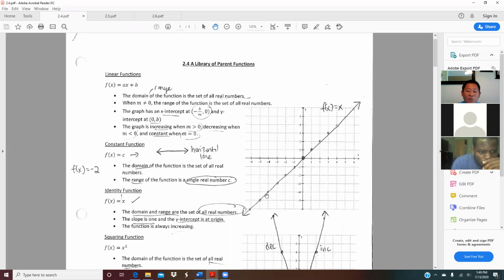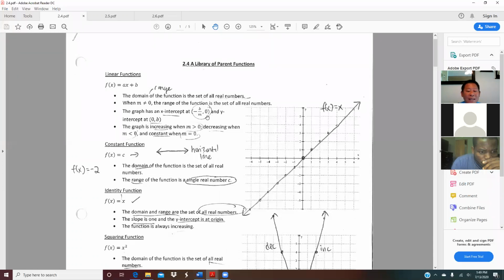So you have a straight line here. Okay, this is a parent function. Your domain and range in this case is all real numbers. So if I give you a straight linear line, your domain and range is always all real numbers. If your slope is not equal to 0, then the range is the set of all real numbers.